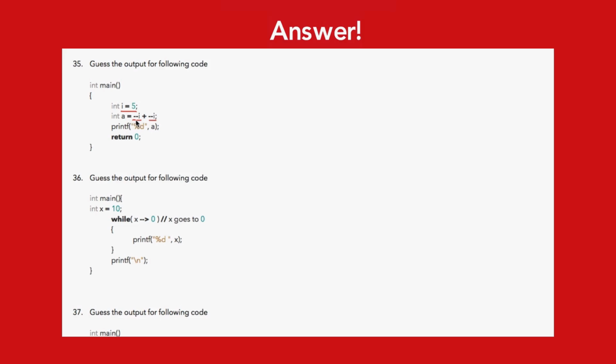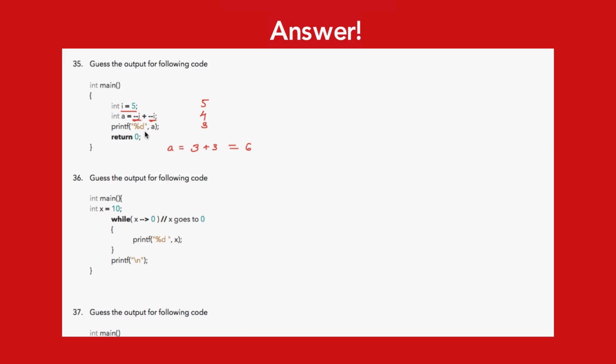Now because we have a decrement operator here along with the plus sign, the compiler in this case will execute --i twice. Because of the first --i, 5 will be decremented to 4, and again because of the second --i, it will be decremented to 3. So the compiler will perform the arithmetic operation as 3 plus 3, and this will be assigned to a. So a will become 6.